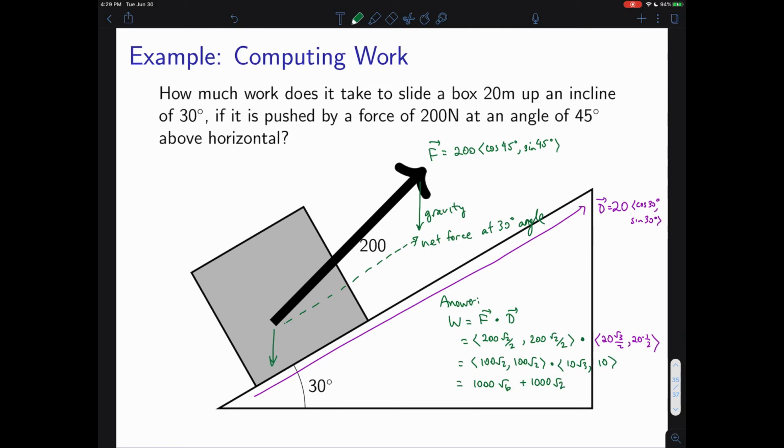Now I left out units while I was working this out. The force is 200 newtons and the distance is 20 meters. So the green vector is in newtons and the purple vector is in meters. And overall we have newton meters. Do you remember the other name for newton meters? These are joules. A joule is a newton meter.